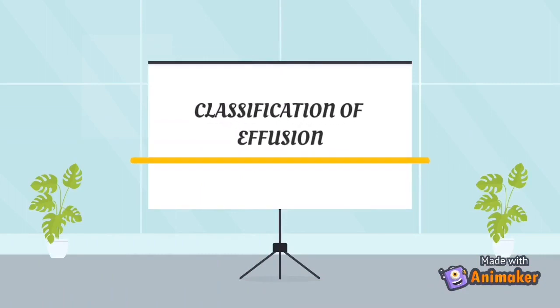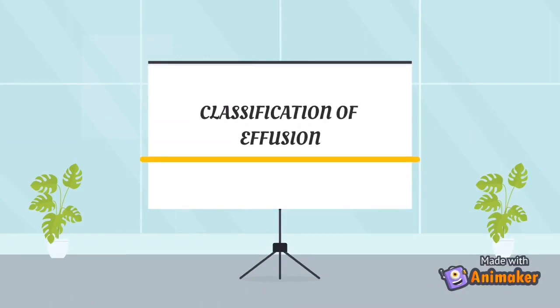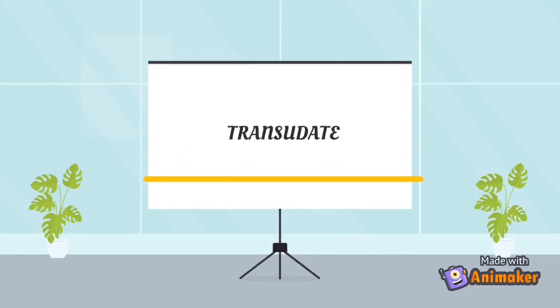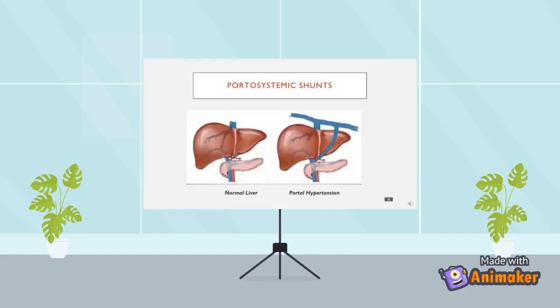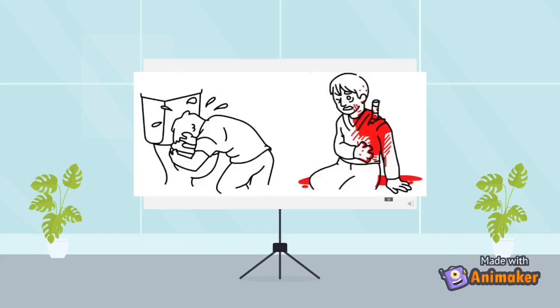Now, we move to our final part, which is classification of effusion. Like I mentioned earlier, effusion can be categorized into three types. The first one is transudate. Transudate happens due to decrease in oncotic pressure or increase in hydrostatic pressure. It has low nucleated cell count. Some of the causes include hypertension, hepatic insufficiency, portosystemic shunt, and blood loss due to hemorrhage.